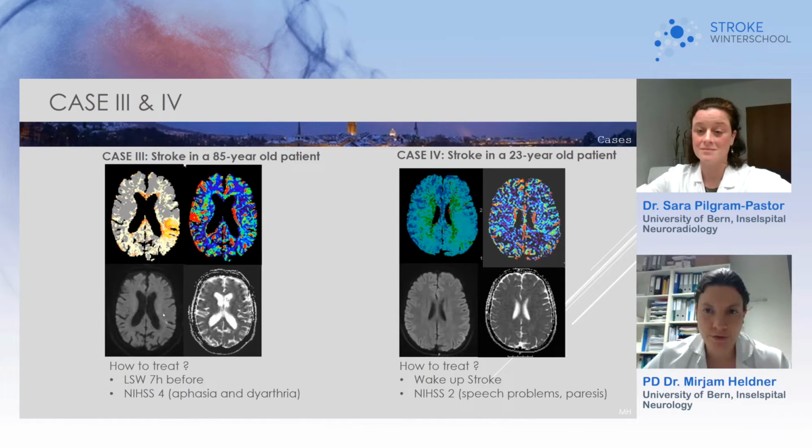As you might have noted, all of those patients showed a left-sided middle cerebral artery territory stroke with a mismatch. They differed in age, time delay from symptom onset, and in their NIHSS score. So please have a think how you would have treated those patients. We will tell you later in the talk how we treated those patients finally.